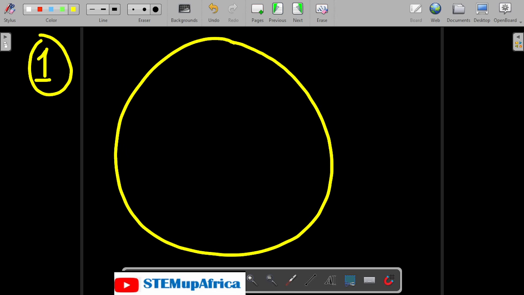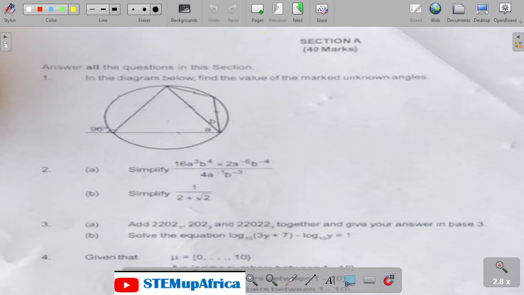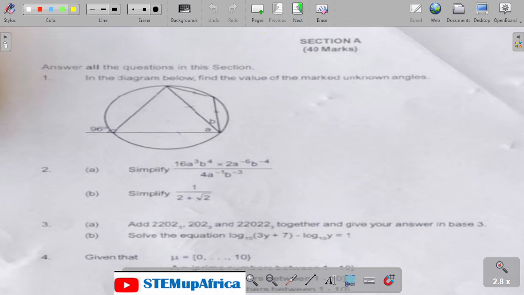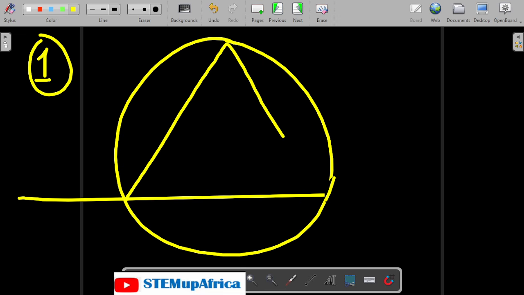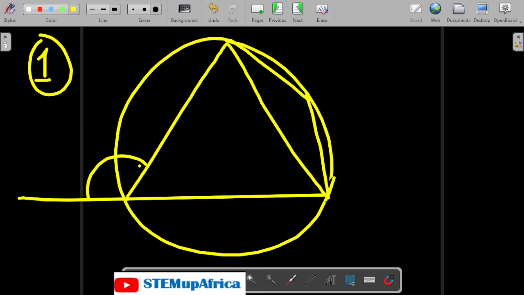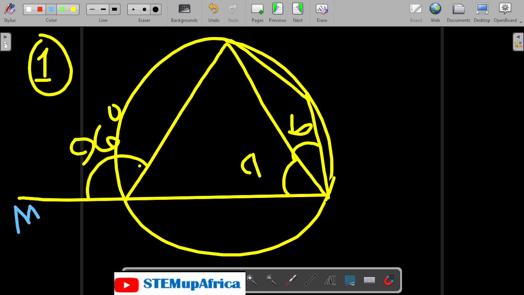Then I redraw the diagram. So here is 96, A and B. Here we are given this angle as 96 degrees. Here is A and here is B. The vertices of the diagram are not labeled, so it's good you label them. Let me call them M, N, P, Q, R.